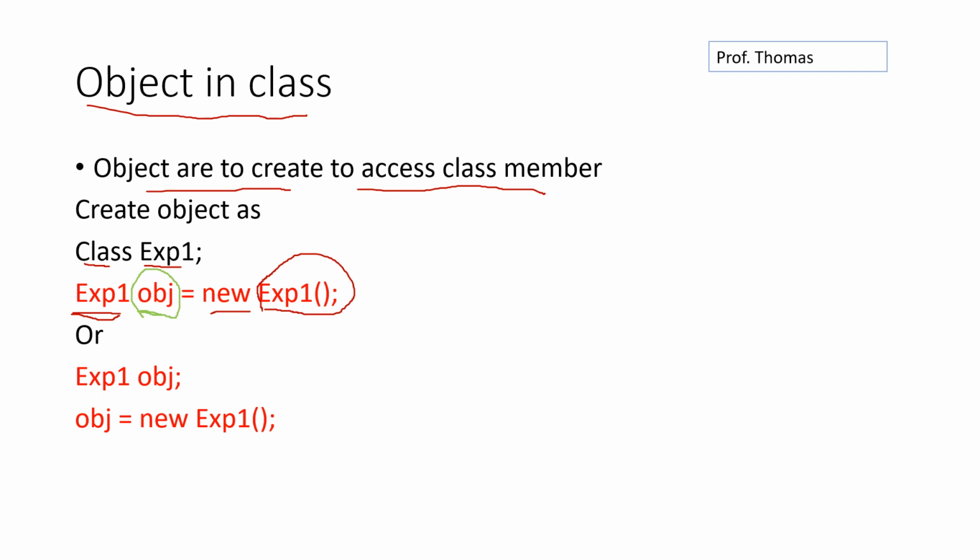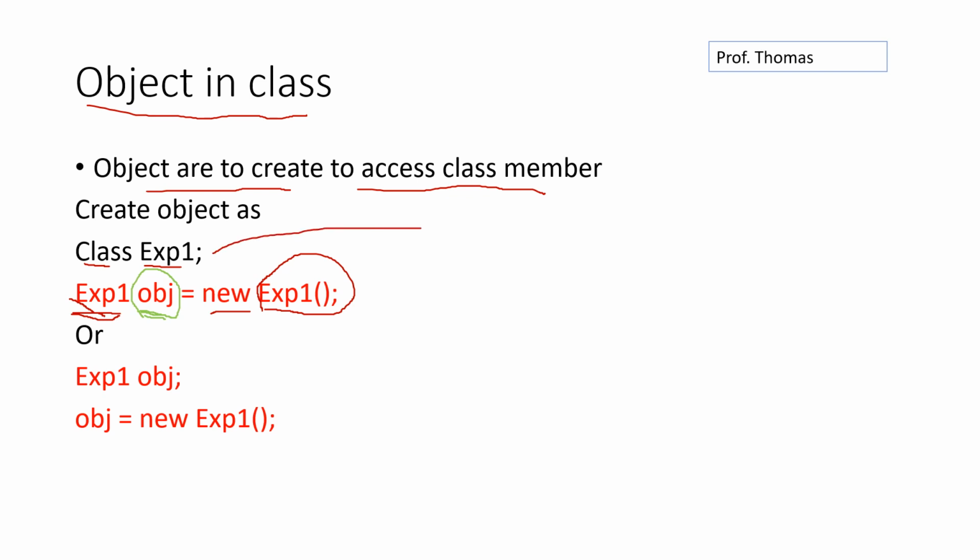Okay, first the class name, next to it the object name. The object name should be meaningful. For learning purposes we write it as object obj. We can use any name. For the class name, we should write the name of the class.